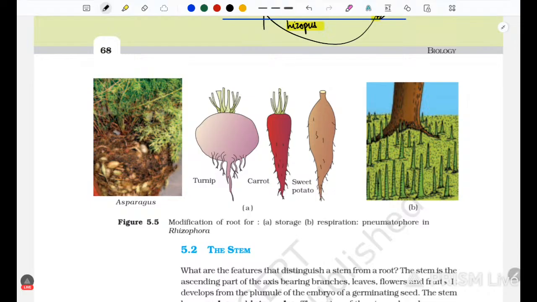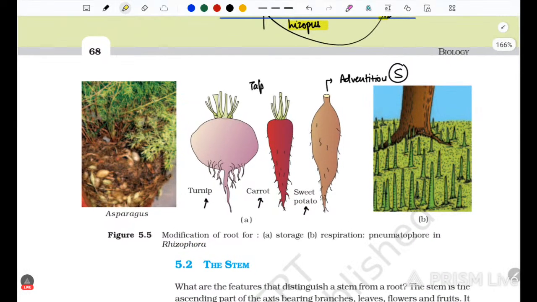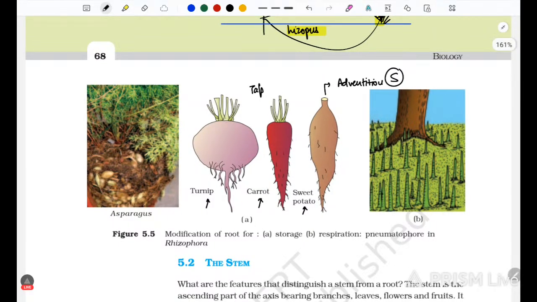I've given you these examples. Can you see? This is turnip, this is carrot, this is sweet potato. Carrot and turnip are both going to have tap roots. And then the sweet potato is going to have adventitious roots. All three of them are for storage. And then pneumatophore in the rhizophora. And asparagus is also an example of storage root only. But now this point has been taken out. So just quickly write it down.